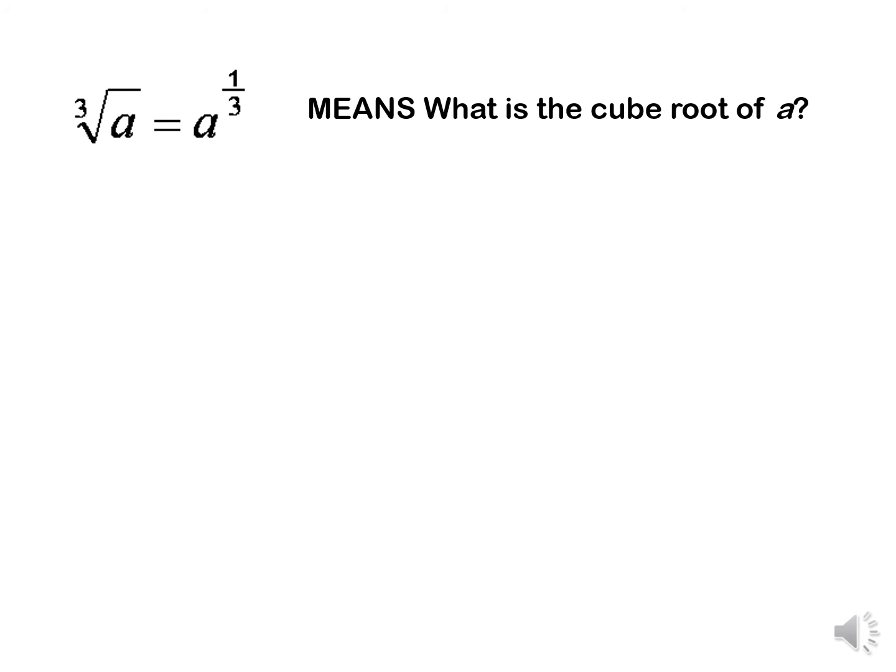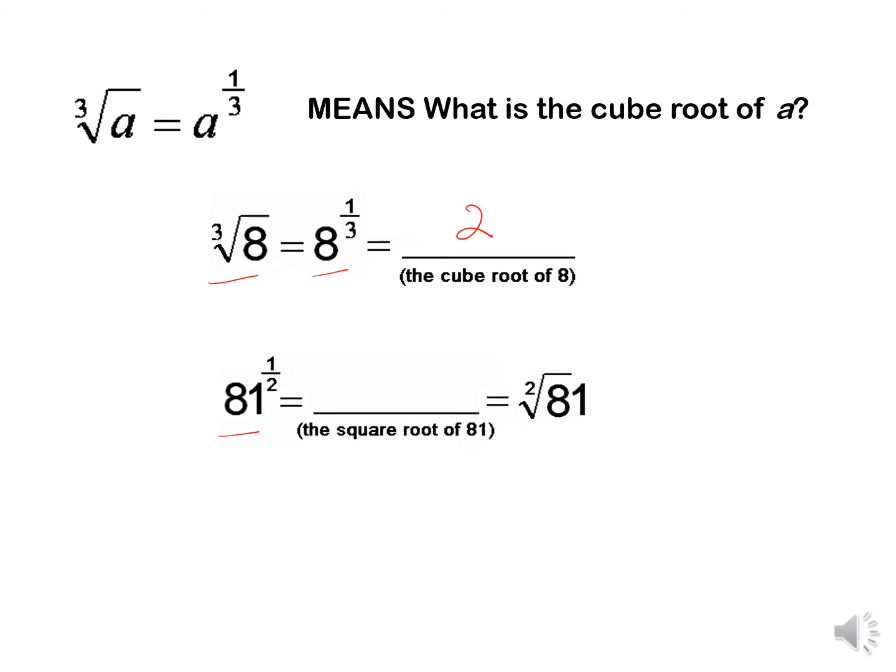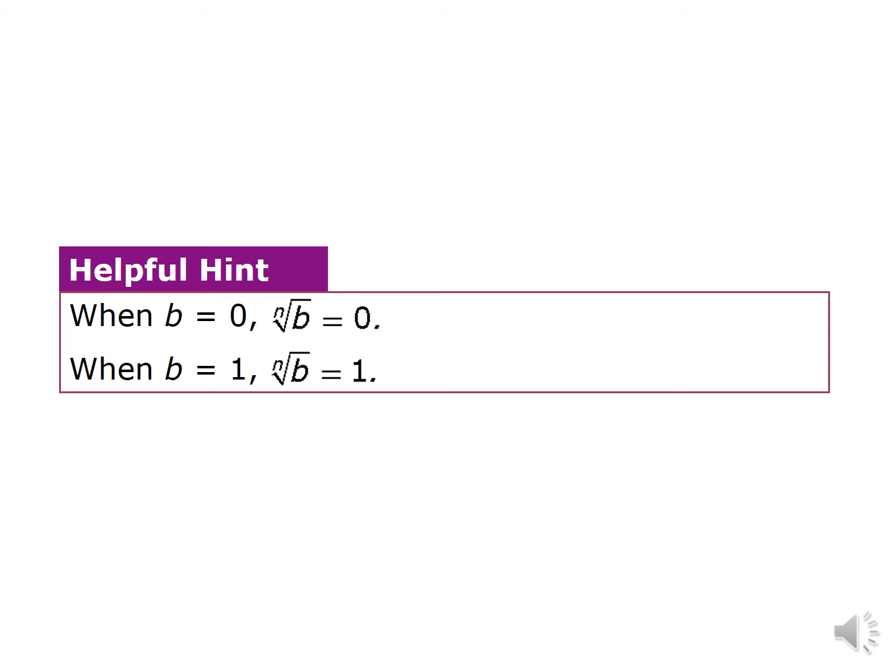Okay, the cube root of a equals a to the 1/3, and it's asking you to find what is the cube root of a. So this is asking you what's the cube root of 8, which we know is 2. This one's asking you for the square root of 81, and this is the radical form, and this is the rational exponent form. Some people call them fractional exponents for an obvious reason. And this is just reminding you that if this is 0, then it doesn't matter what n is, it will equal 0. And if b equals 1, doesn't matter what n is, it will equal 1.